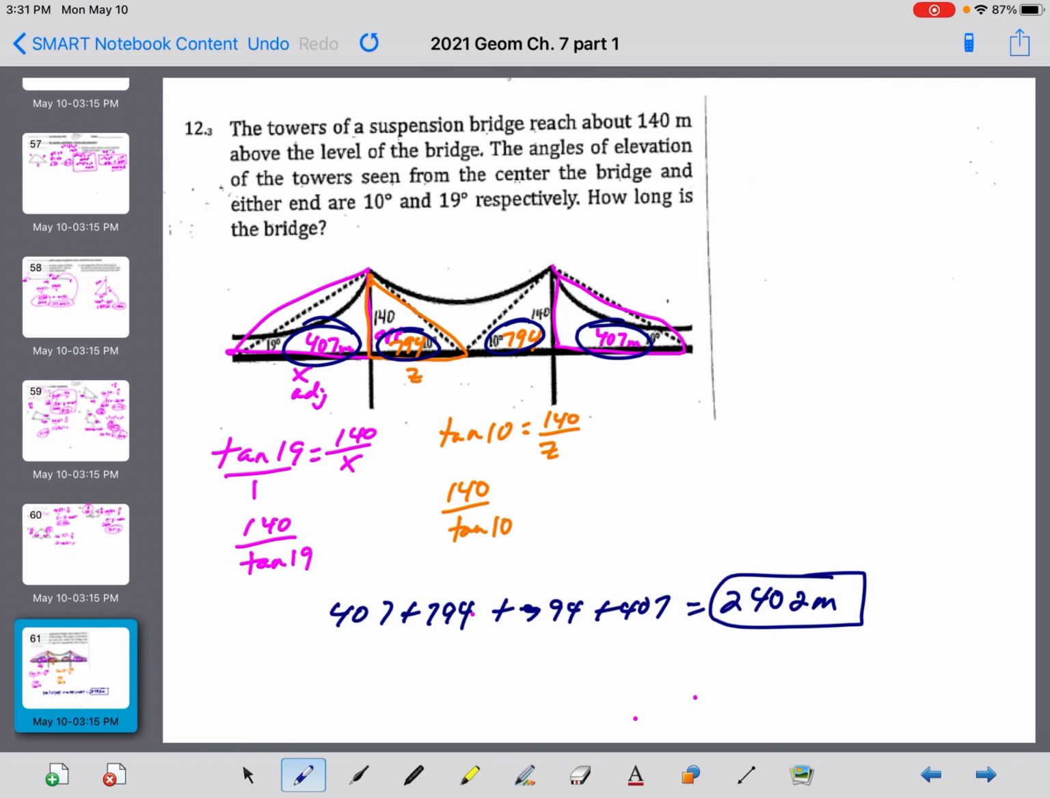All right, use some trigonometry. Do okay on the quiz, please, and that'll be awesome. All right, it's May 10th already. Holy cow.